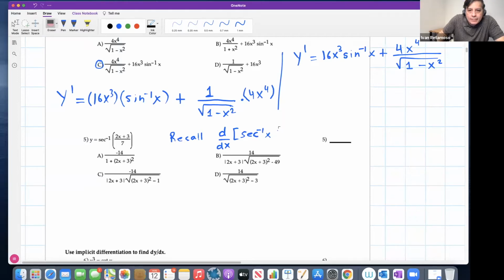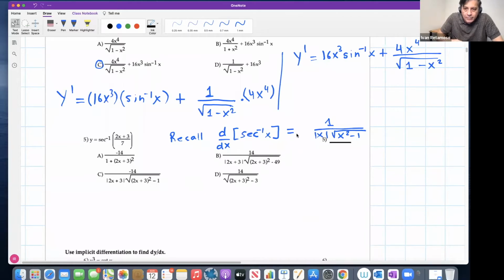Let's show you now. The derivative of secant inverse is this: 1 over the absolute value of x multiplying the square root of x squared minus 1. Since we don't know the sign of x, it could be plus or minus, so be careful in this part, right? So this is a formula.